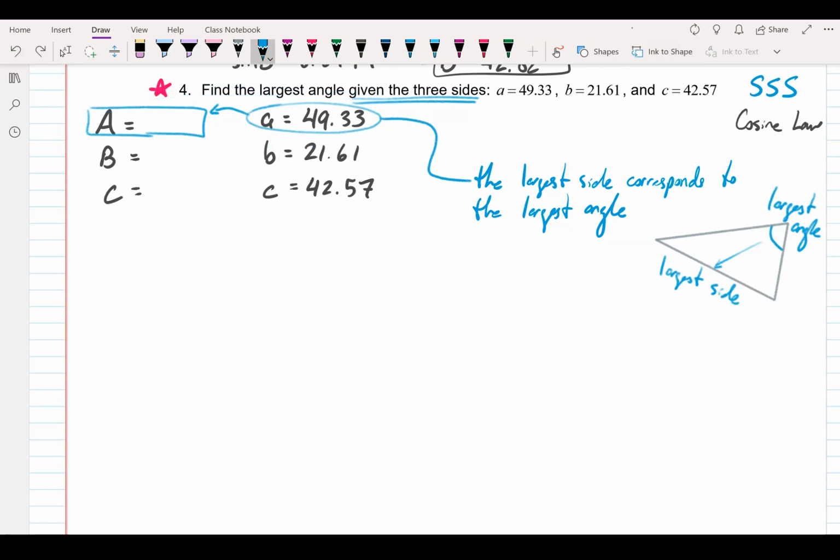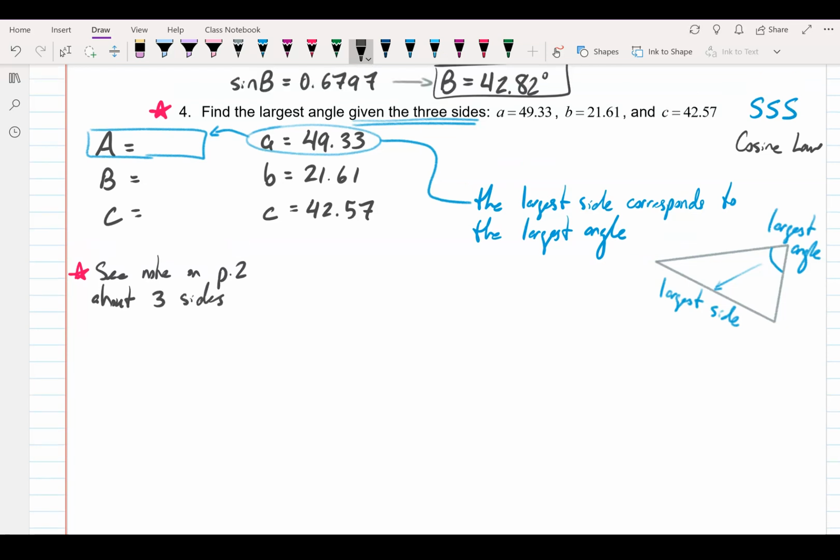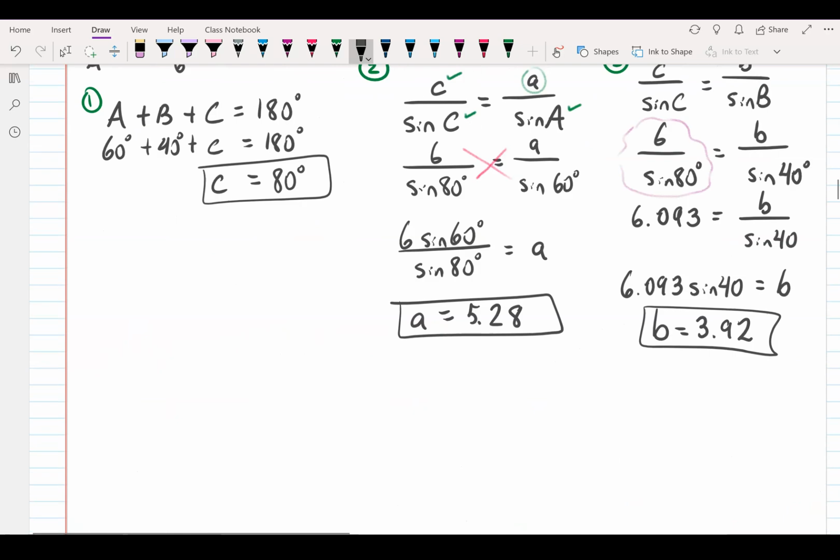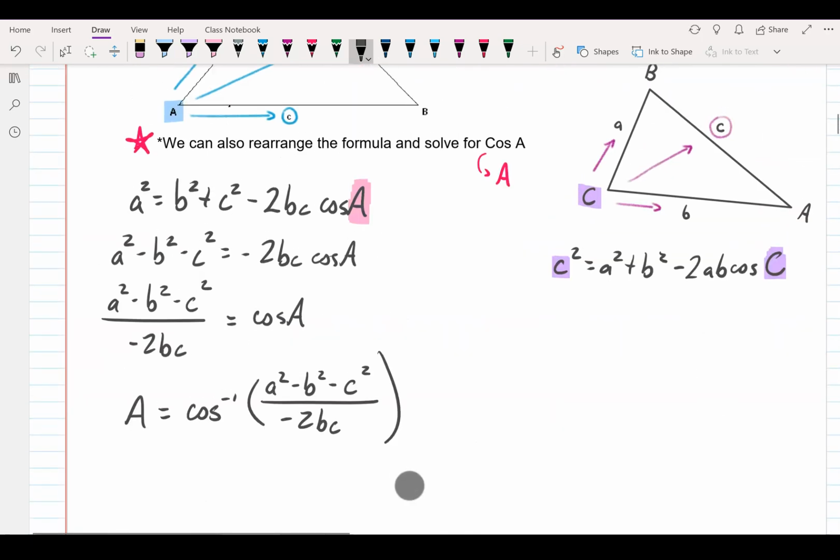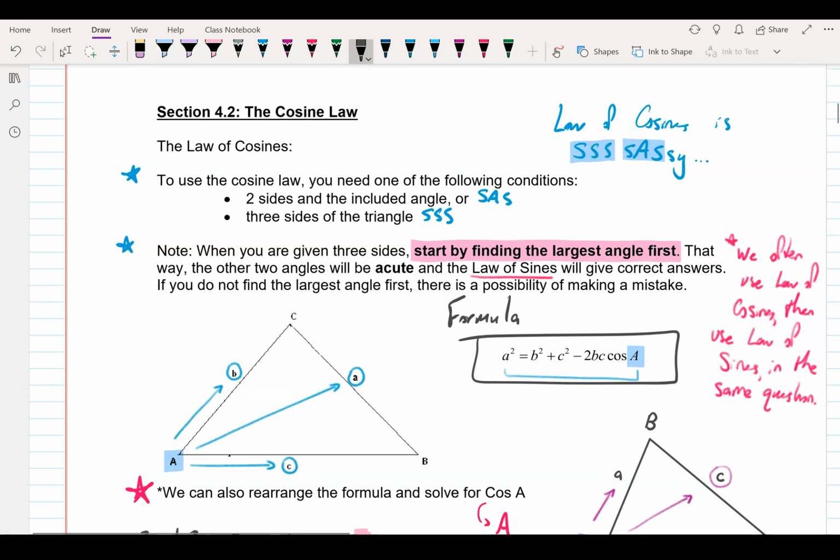Now, I said I was going to relate back to this star. So this star over here, I'm going to give you a little piece of advice. And what that is, I'm going to say, see the note on page 2 about 3 sides. Page 2, let's go looking. Note on page 2, note on page 2.